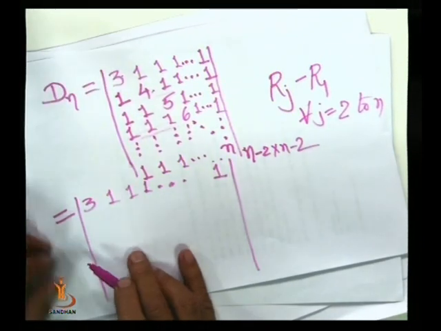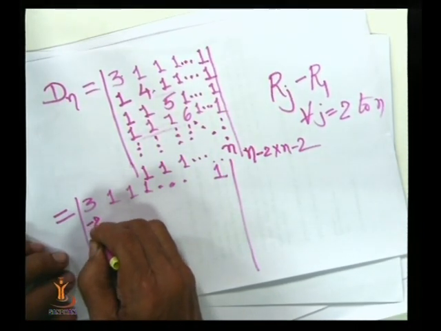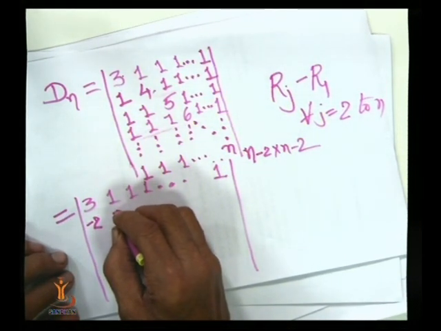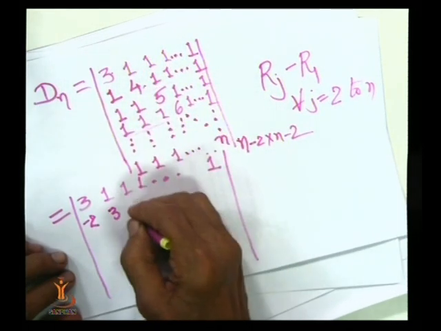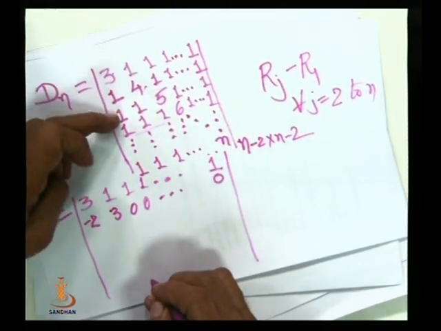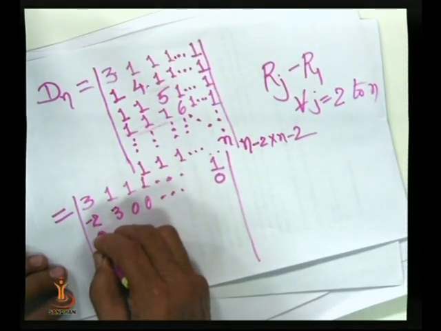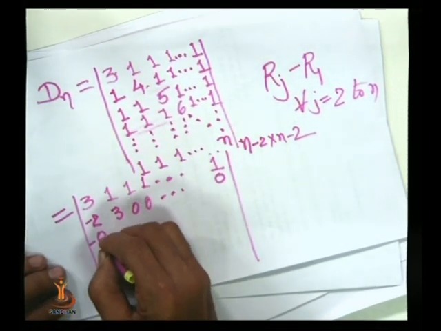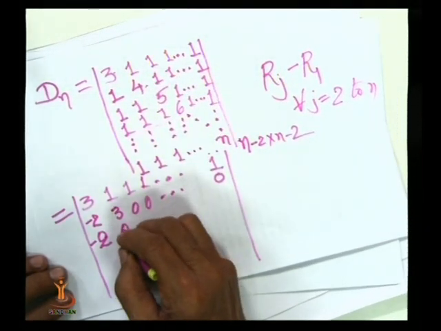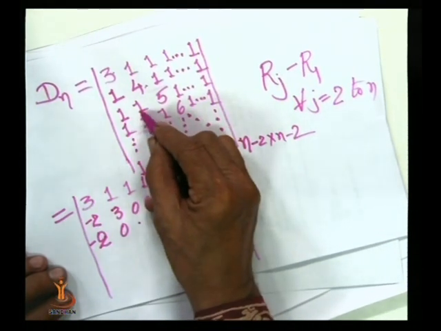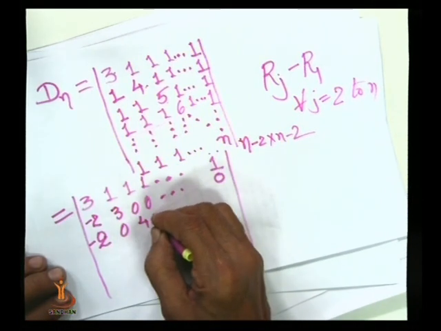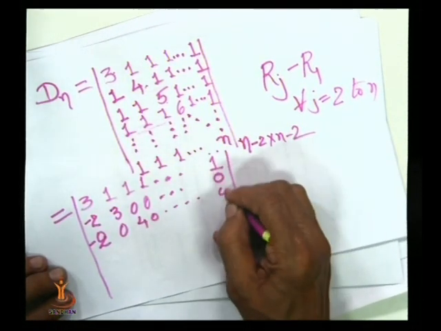I am subtracting the first row. So you get minus 2, then 3, then 1 minus 1, 0, 0, and so on. Last also 0. Then third row minus first row. So minus 2 again. 1 minus 3. So 0, 1, minus 2, 0, then 5 minus 1. So 4, then 0, and so on, 0.